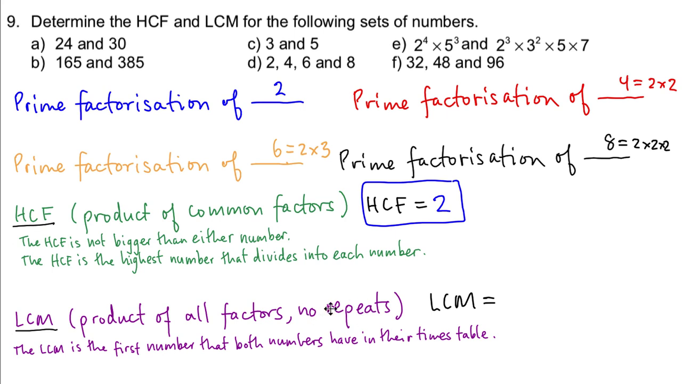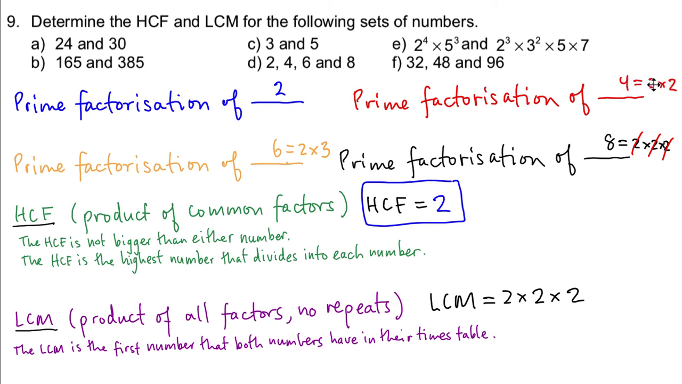Since I don't want to deal with repeats, I might start off listing the factors for the number who has the most factors, and that number is 8. So I'm going to put all of 8's factors down. So now I know that I have kind of accounted for each of these factors. Now I move on to somebody else.